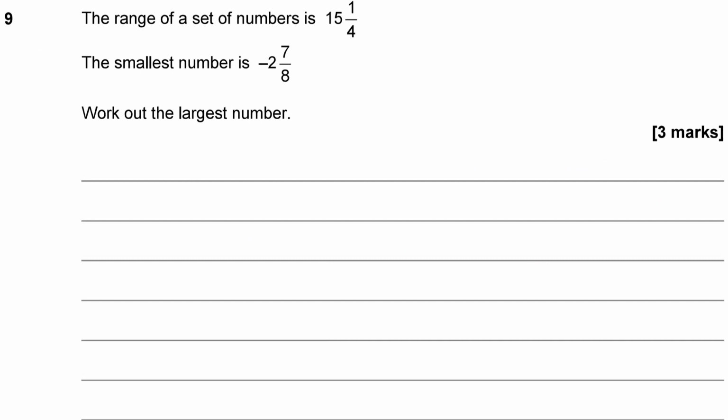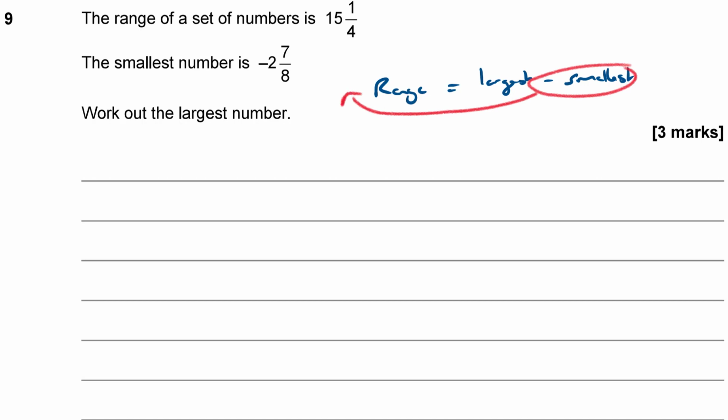Question 9. The range of a set of numbers is 15 1/4. The smallest number is -2 7/8. Work out the largest number. So range, if you remember, is defined to be the largest value minus the smallest. So if we rearrange that, the largest value is going to be the range plus the smallest, isn't it? So I'm going to find it by adding my two fractions together.